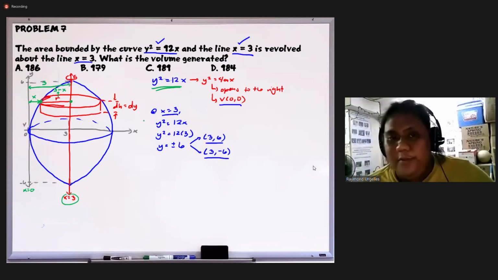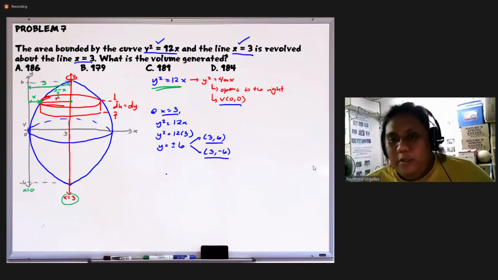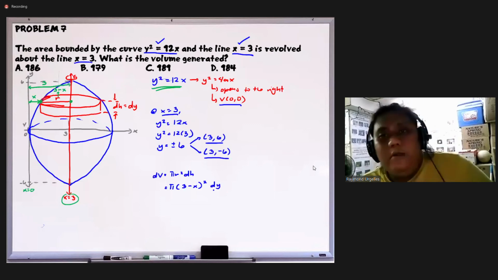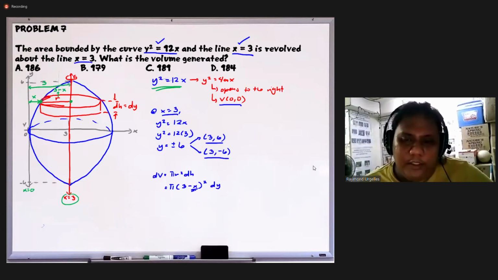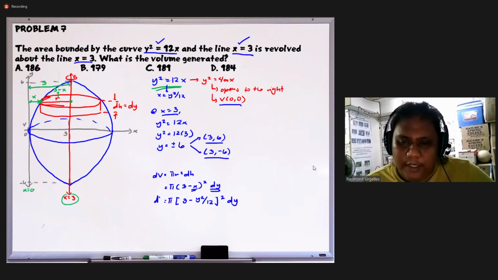Now we have the radius and the h in terms of x and y, so we can set up our equation. First, the differential volume of the disk is pi r squared dh. Our r is simply 3 minus x, and our dh is dy. To complete this, we need to replace x in terms of y, since it is dy. So x is y squared over 12. Substituting, you will get pi multiplied by the quantity 3 minus y squared over 12, squared, dy. This is our dv.